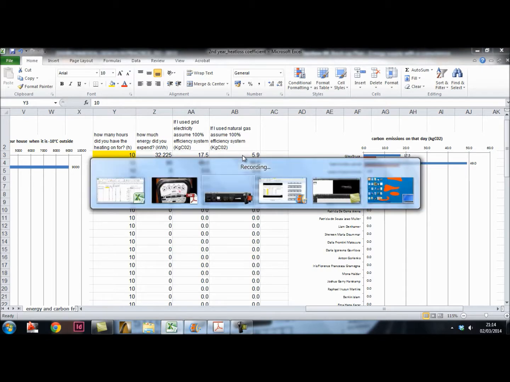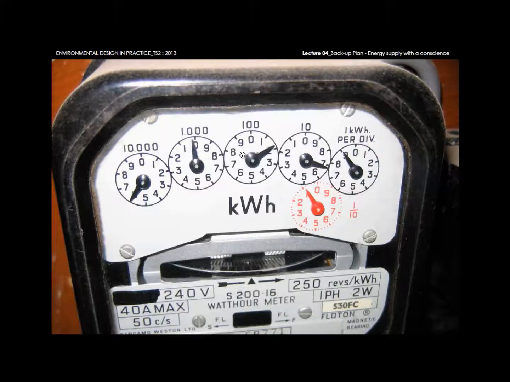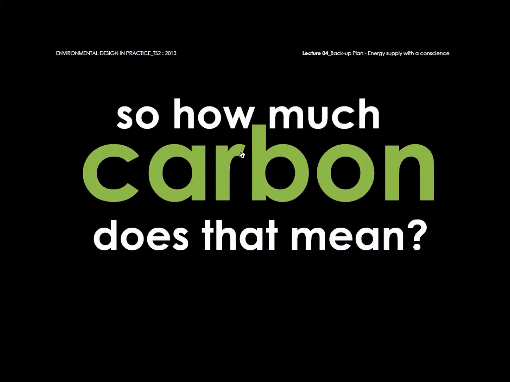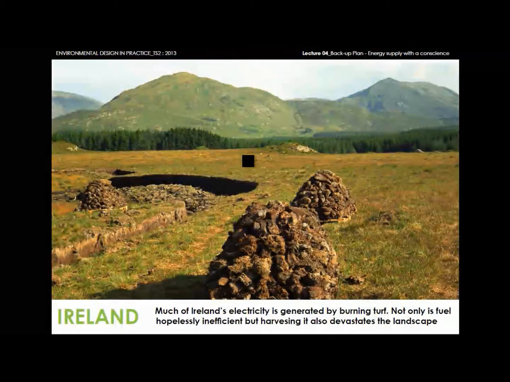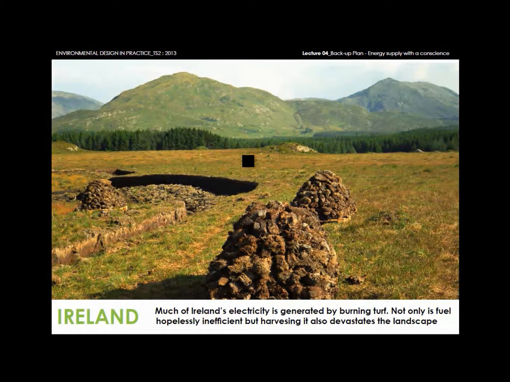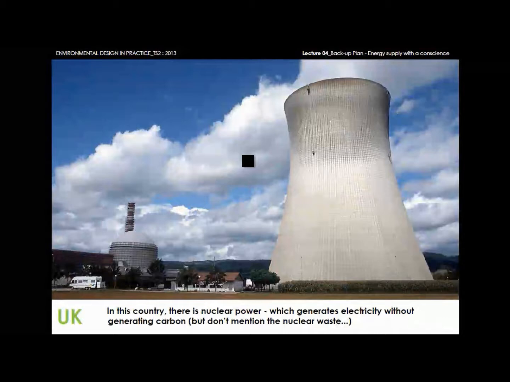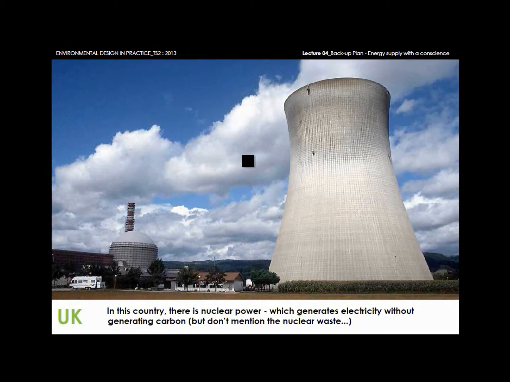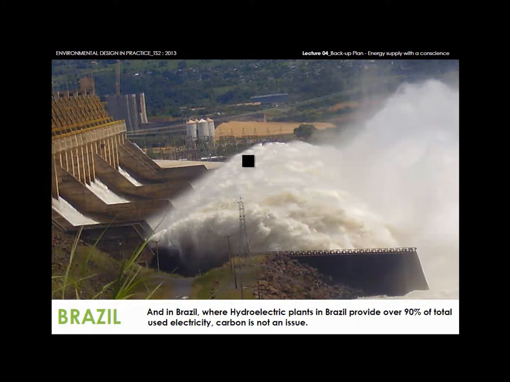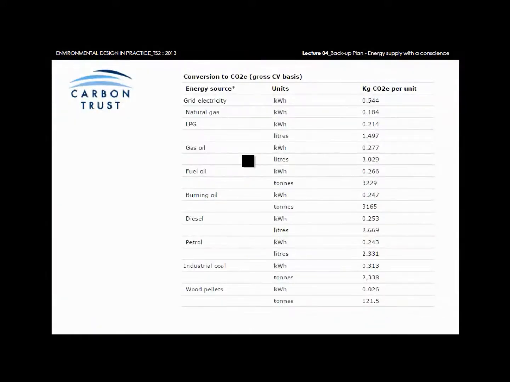So let me say a quick word about carbon. Well, how much carbon does that mean? I've said very quickly in the PDF that different countries produce energy in different ways. Ireland, we do it through peat. UK, a mixture of nuclear and coal and that kind of stuff. Brazil do it all by hydro, and that means different things in terms of carbon emissions. But effectively, we can save ourselves a lot of bother and just understand through one of these institutions, such as the Carbon Trust, what each kilowatt hour of energy means in terms of kilograms of CO2.